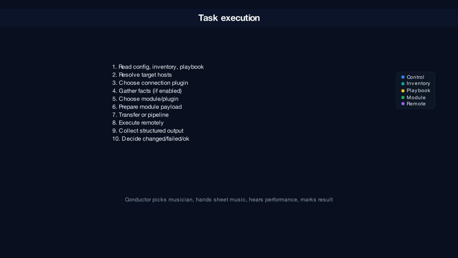Some modules run on target machines. Some action plugins do controller-side work. Most normal automation is remote execution plus result return, and results come back so Ansible can decide task status. Keep this 10-step pipeline as your central mental model.